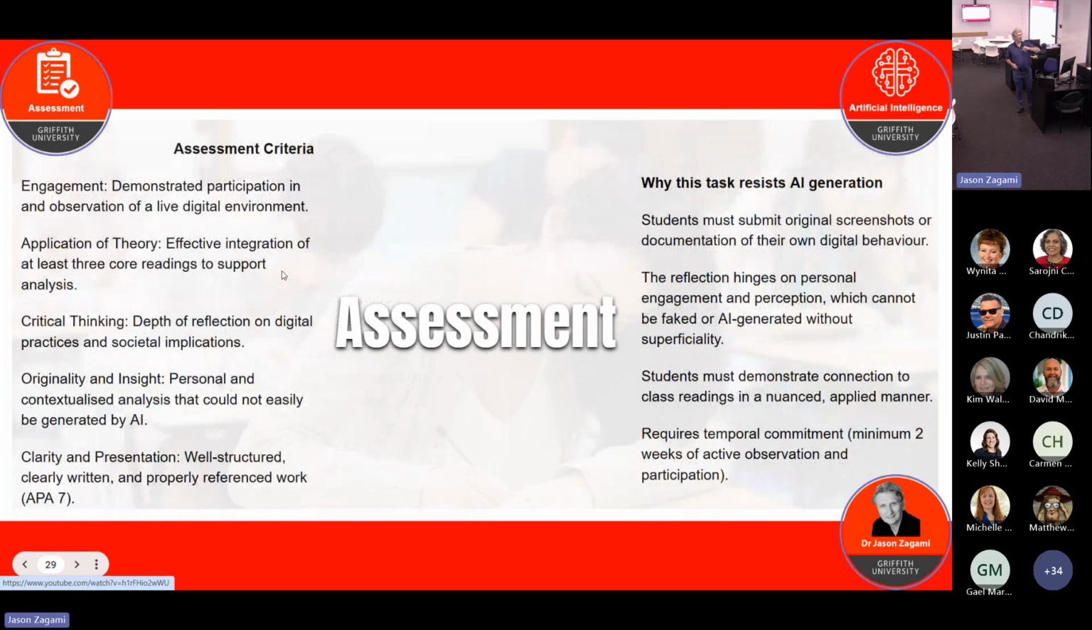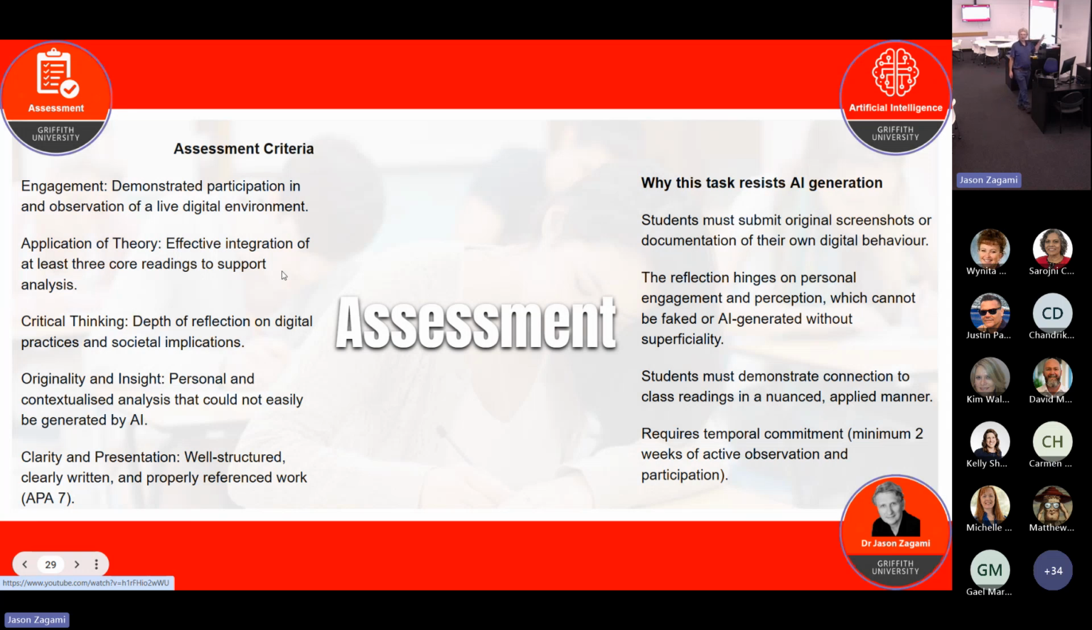Where is it? So why this task resists AI generation? They've got to submit screenshots and documentations of their own behaviour, reflections on personal engagement, demonstrating connections to class readings, etc. So it's made some attempt to inoculate the assessment task. Now, I don't like that approach.